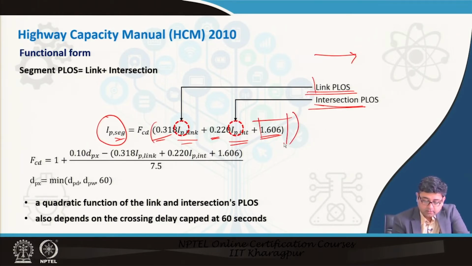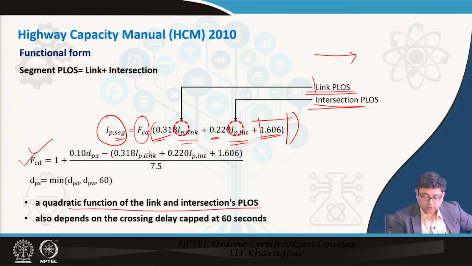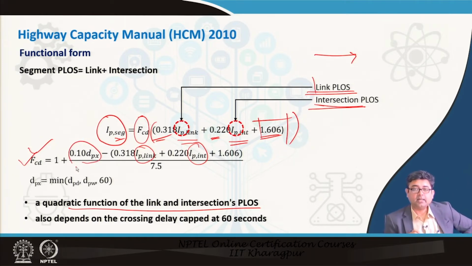All of this has to be then multiplied by what is called the FCD factor. The FCD factor is given by this formula again. It is a quadratic function. What the FCD tells you is that you already know your link score, you already know your intersection score. All you have to calculate is this delay that the passenger encounters, and that delay depends upon those two options or the two conditions that we already discussed.